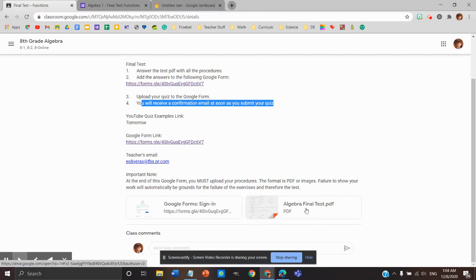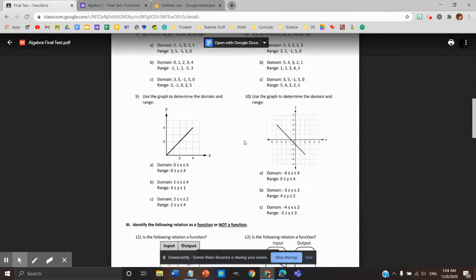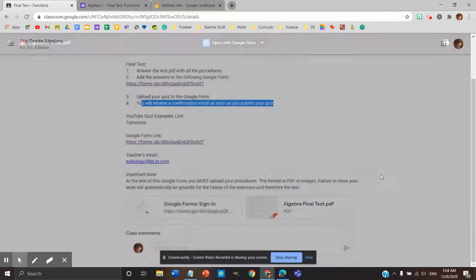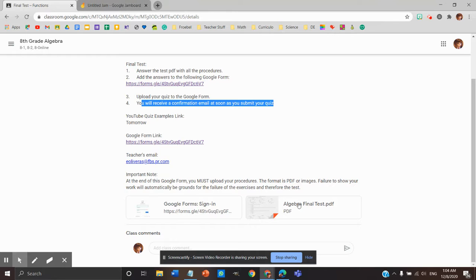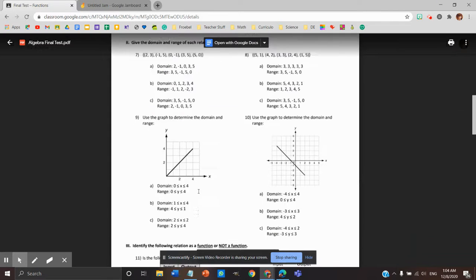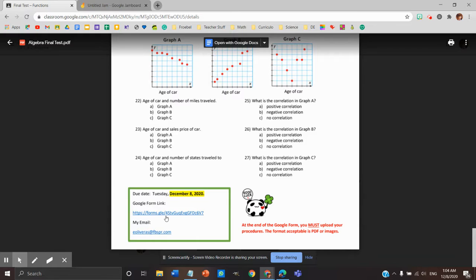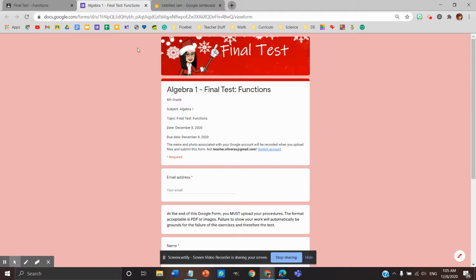You can just check and see, you're going to have your PDF there that you can print and answer. You're going to have your Google form that is going to automatically open. You can also find your Google form again at the end of your PDF. You have a hyperlink that if you press it, it will also send you to that Google form.